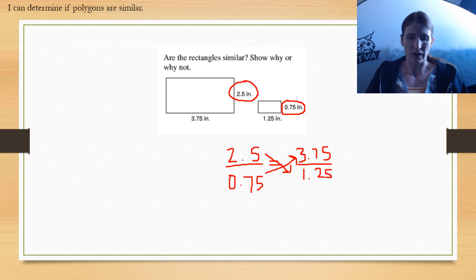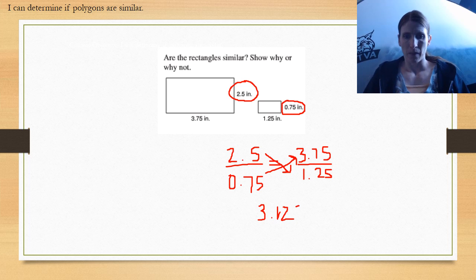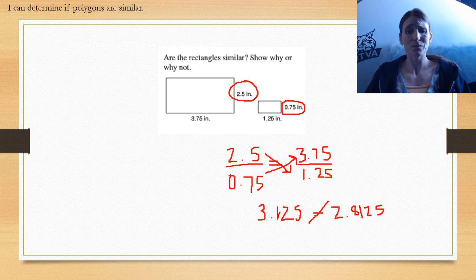2.5 times 1.25, so I get 3.125. And then I'm going to do the same thing with the 0.75 and the 3.75. So 0.75, and I get 2.8125. Okay, so you can see that these are not the same answer. 3.125 does not equal 2.8125. So these are not similar, okay? So these would be no, they're not similar. And the reason why, we just showed it right here, we proved it when we cross-multiplied.